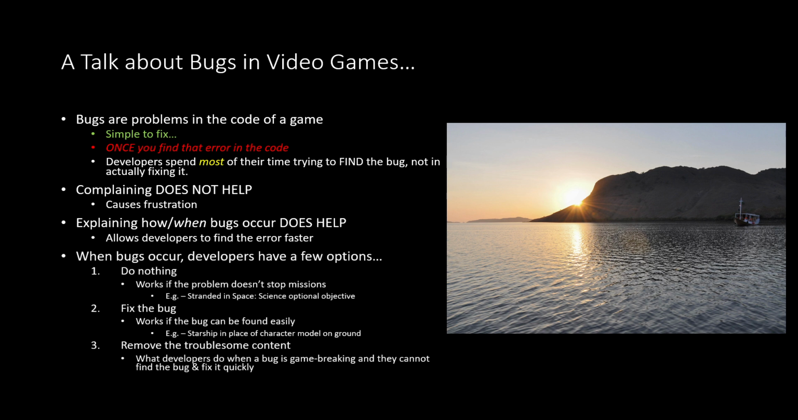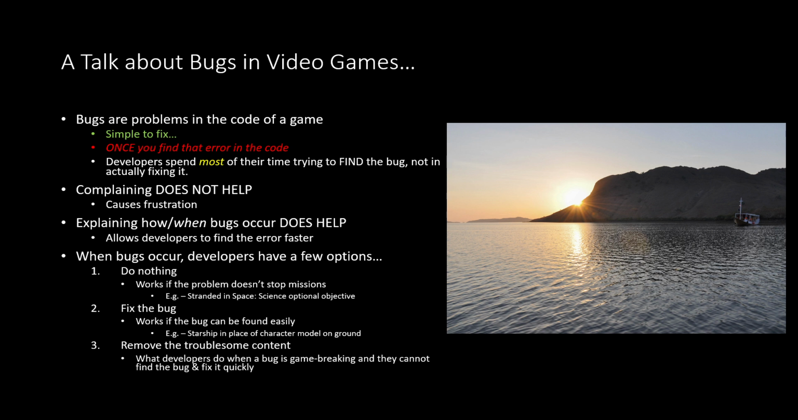And now when these bugs occur, they have a few options. They can either do nothing, if it's something that doesn't really affect a lot of the player base or doesn't stop missions. My best example here is the Stranded in Space mission, in that you have a science optional objective, which the only problem is that the objective is not completing. You're able to still heal the people. You're still able to complete the rest of the mission. You just don't get that optional objective completed. Because of that, it's definitely reasonable that it is not a very high priority thing to fix inside of their game code.